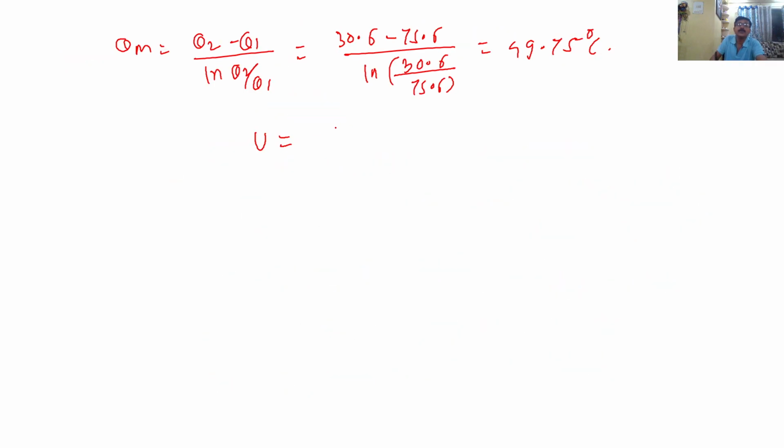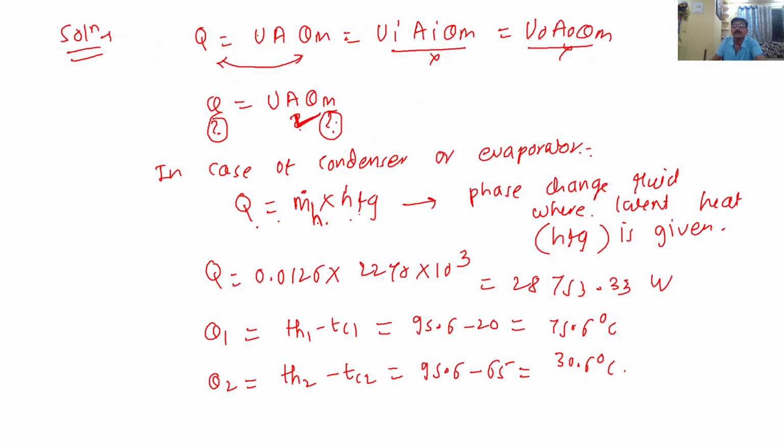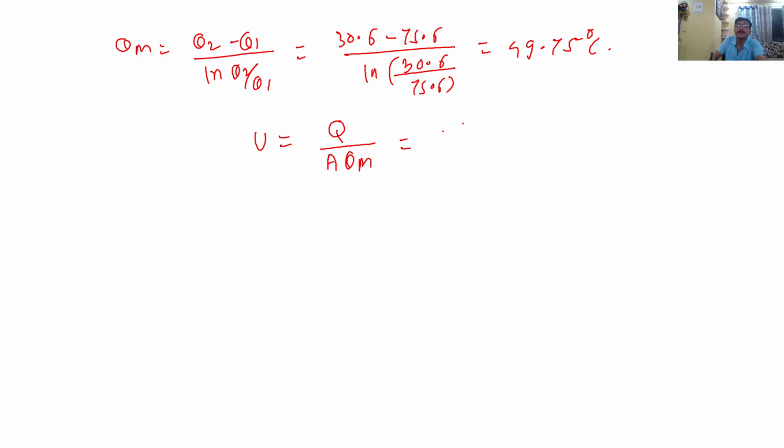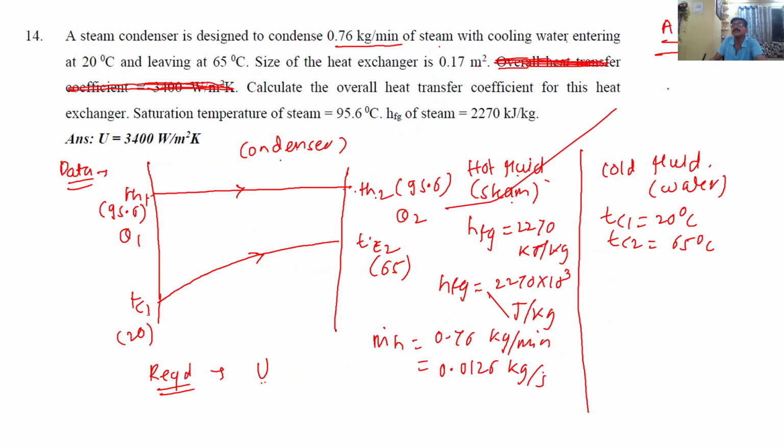So what is U? U is equal to Q upon A theta m. What is Q? Q is 28753.33 divided by, what is A? A is given 0.17, and the LMTD is 49.75. If I calculate it, the overall heat transfer coefficient is 3399.74 watt per meter square degree Celsius or Kelvin. Okay, so this is the answer. Okay, now we'll see problem number 15.